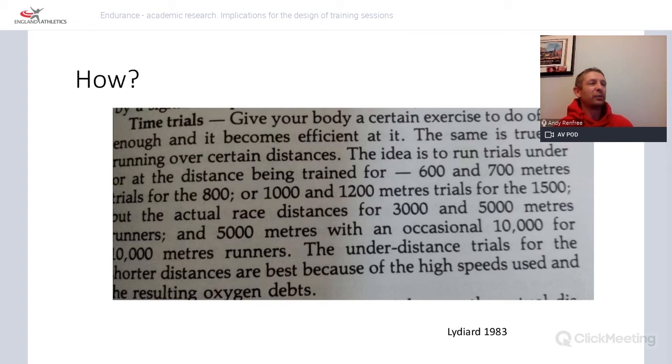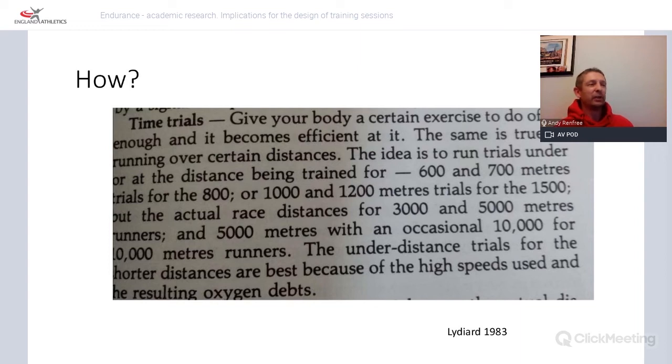The focus of this race coordination phase was on running regular time trials. So I think his first sentence there says it will give your body a certain exercise to do often enough and it becomes efficient at it. Okay, and he and his athletes ran regular once or twice weekly time trials throughout this phase, which lasted 3 to 4 weeks. So in line with the data from Foster earlier, his athletes would have run 6 to 8 time trials in the 4 weeks prior to starting racing, okay?